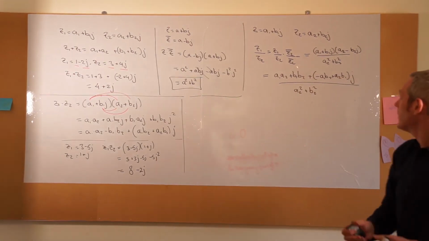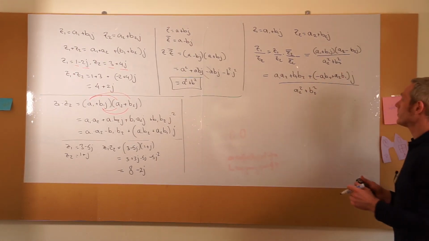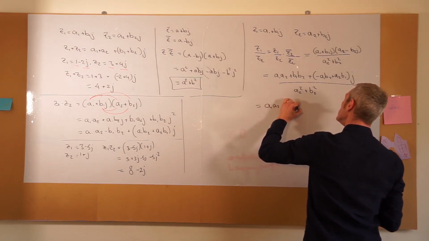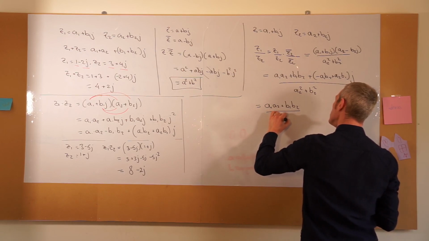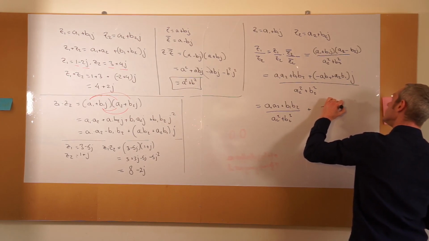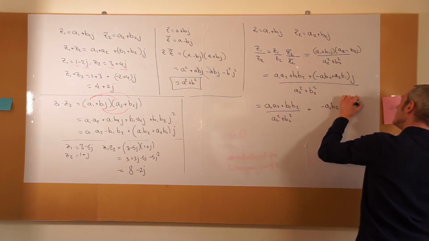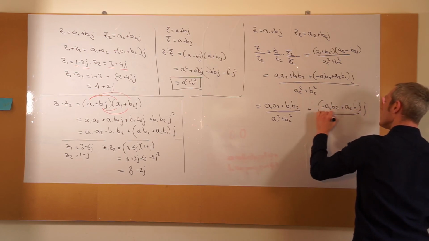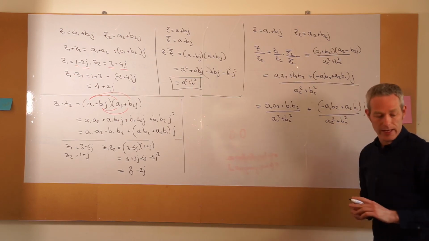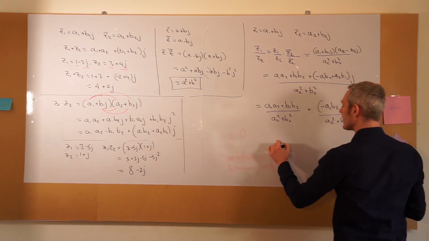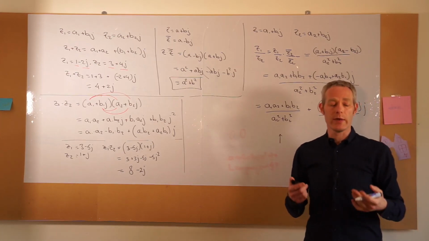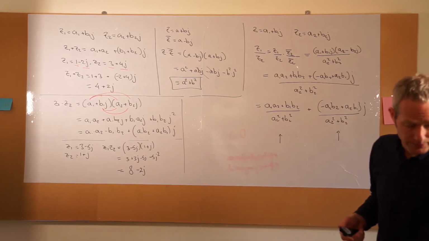So what we see, and we can separate this fraction out, and I will do this quickly. A1 A2 plus B1 B2 divided by A2 squared plus B2 squared plus minus A1 B2 plus A2 B1 times J over the same denominator. And we see we have a real number here, and we have a real number times J. So if we divide two complex numbers, we end up with another complex number.